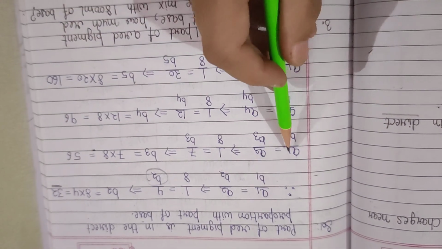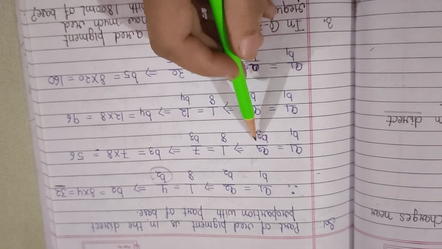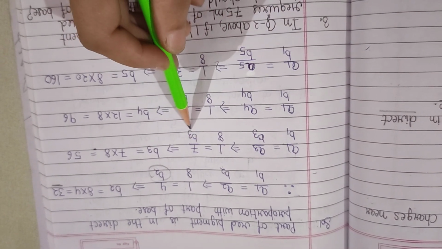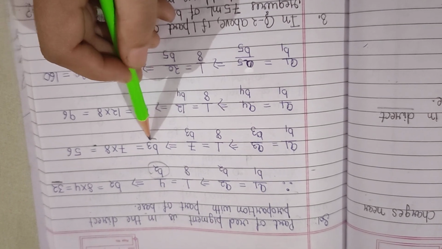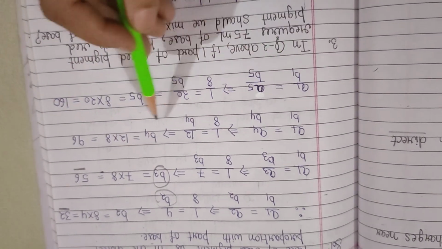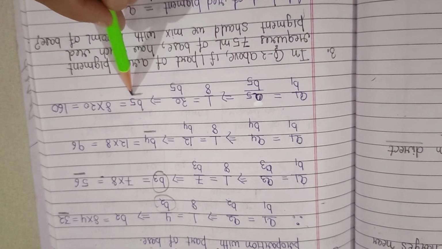Similarly, A1 by B1 is equal to A3 by B3. 1 by 8 is equal to 7 by B3. And from here, the value of B3 is coming 56. Similarly, we can find the values of B4 and B5.